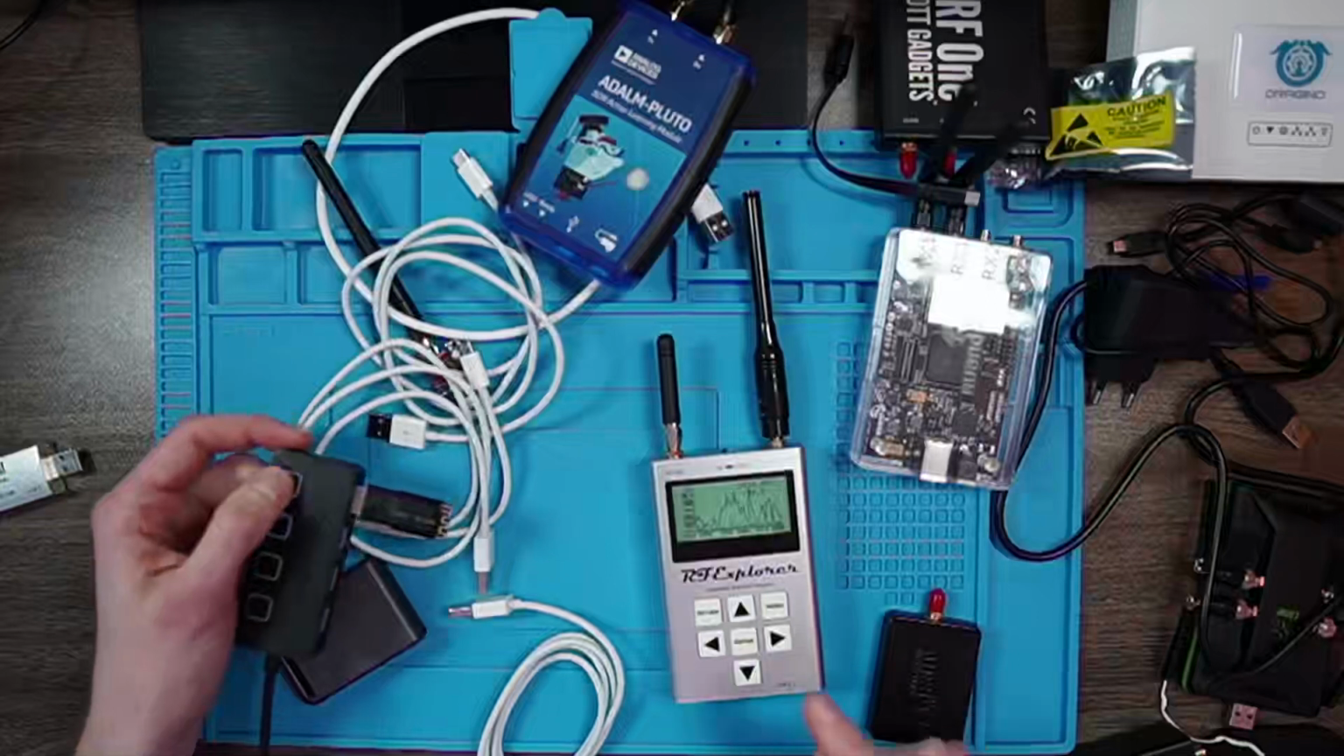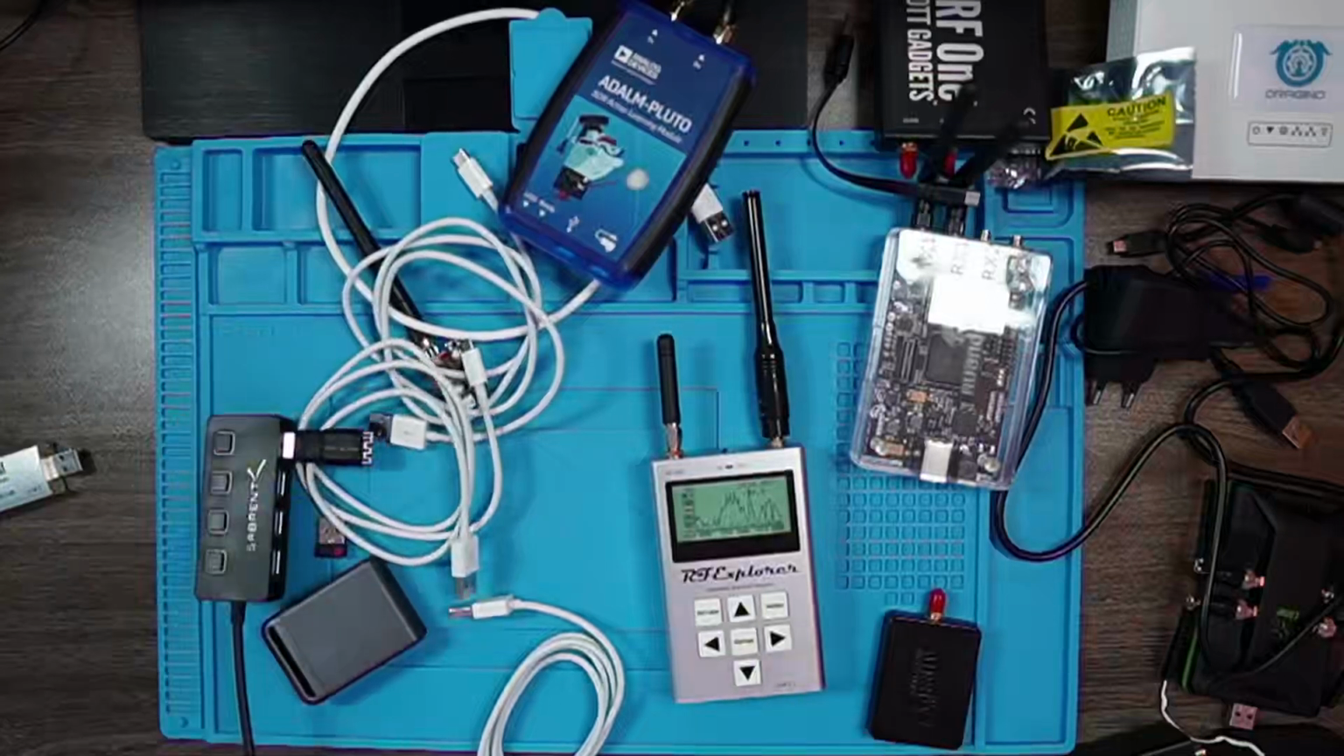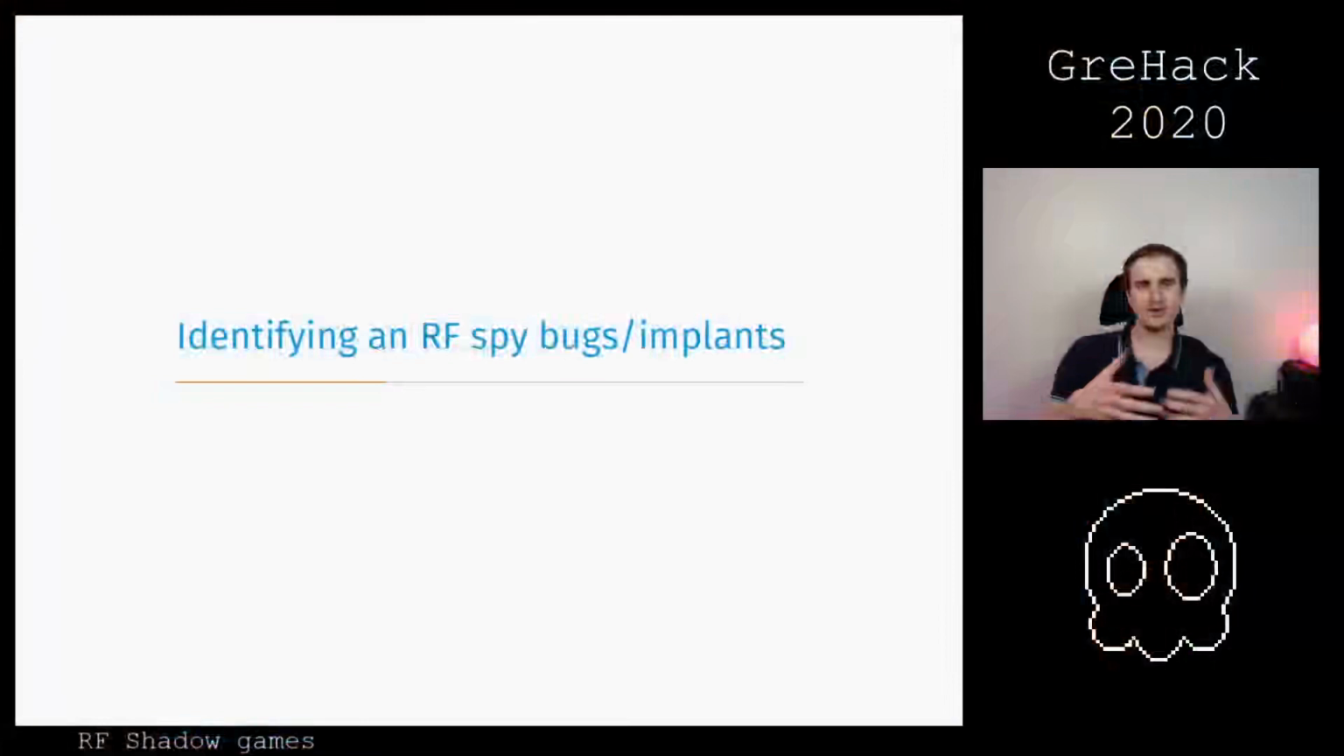But the problem with that is that we are also trying to scan the 2.4 gigahertz frequency, which is really noisy because there are a lot of Wi-Fi networks, etc. You also have Bluetooth devices, etc. So it's really noisy.